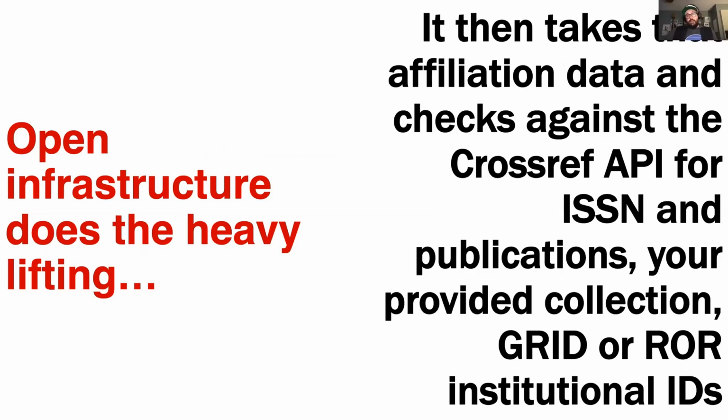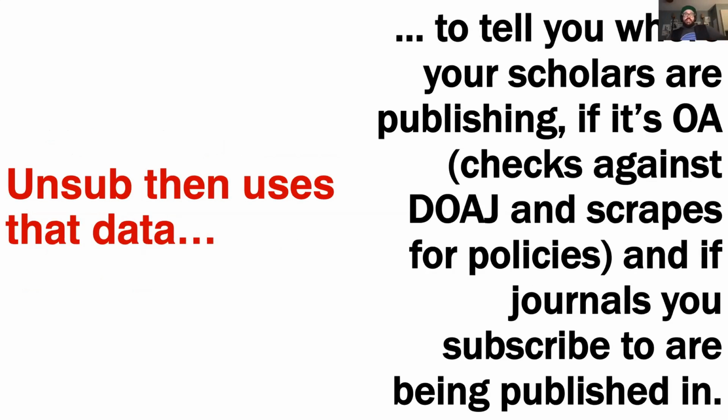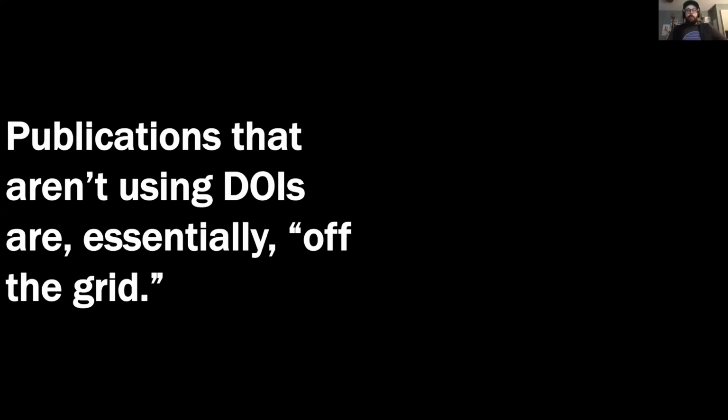So Unsub takes that Microsoft Academic Graph information, checks against the Crossref API for ISSN and publications, provided collections that we give Unsub. It checks against GRID, it checks against ROR. And then it uses that data to tell you where your scholars are publishing. If it's open access, it checks against the Directory of Open Access Journals and scrapes for policies there, to see if the journals you're subscribed to are being published in. Without the Crossref API, this entire process disappears. Without the DataCite API, a huge amount of grant infrastructure completely disappears. Publications that aren't using DOIs are essentially off the grid.